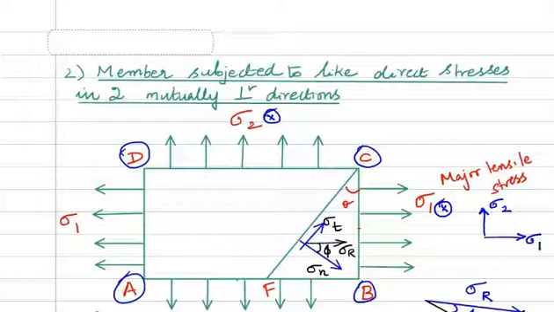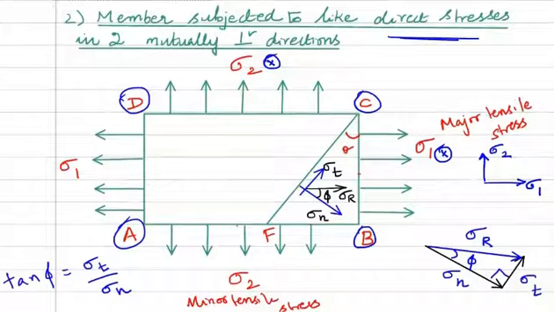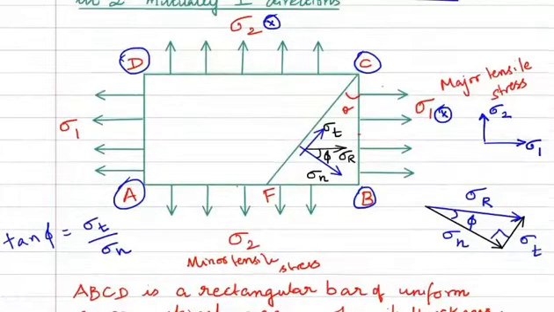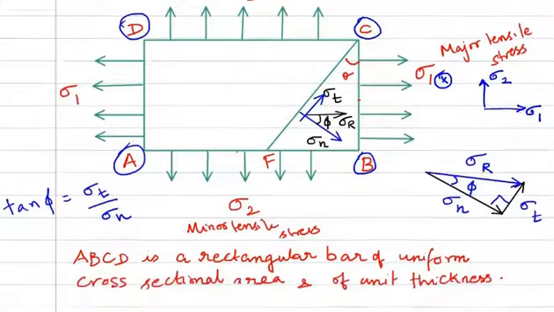So I am having direct stresses in two mutually perpendicular directions. In this case, no shear stresses are acting. In this body, consider a plane FC or CF, which is inclined at an angle theta to the plane side BC. So in this plane FC, what is the normal stress and what is the tangential stress? That you have to calculate.